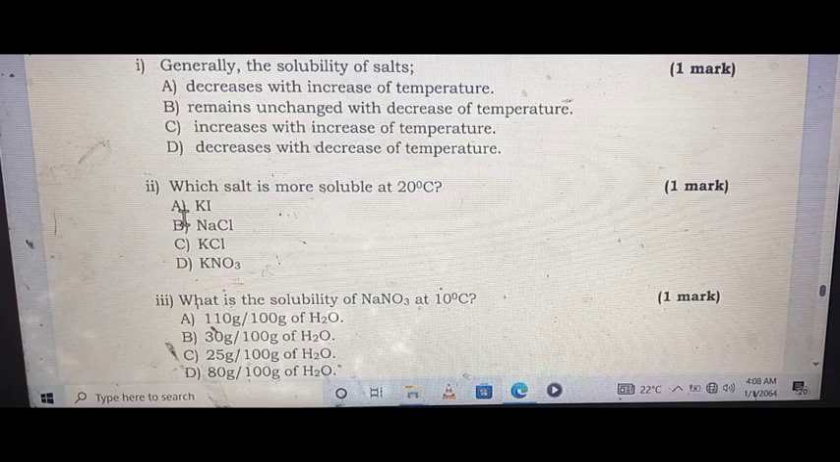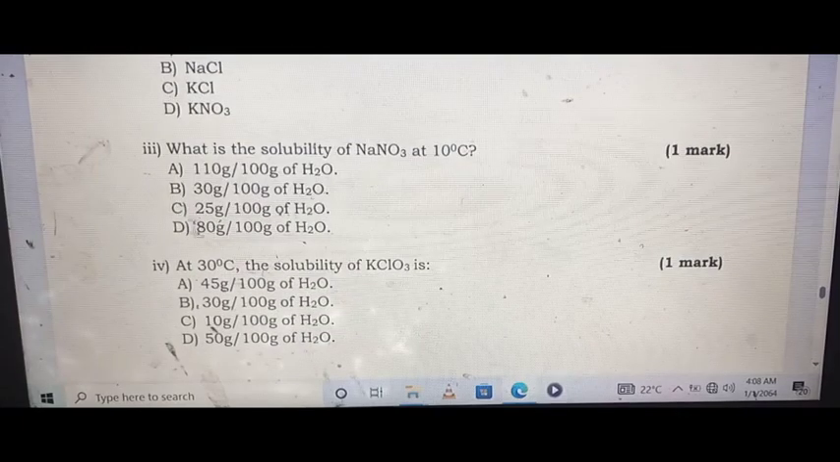The correct answer is letter A. Potassium iodide. 3. What is the solubility of sodium nitrate at 10 degrees Celsius? The correct answer is letter D. 18 grams per 100 grams of water.